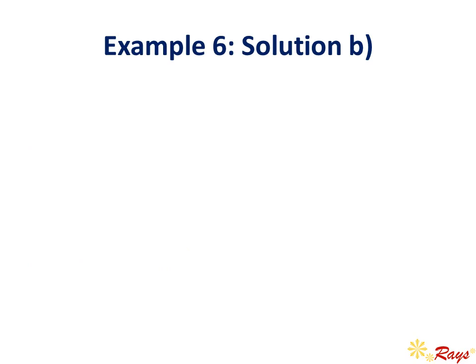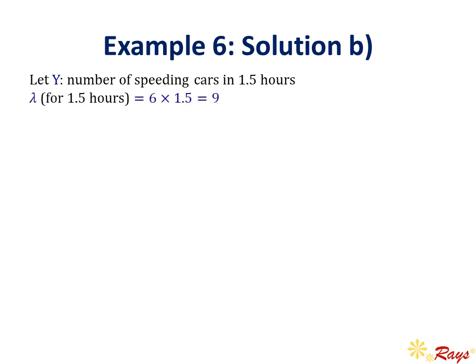Question B is asking for the probability that at least 2 cars will be speeding in the next 1.5 hours. So this time we will let y, since we have already used x in the previous question, let y be the number of speeding cars in 1.5 hours. So again, we need to change to the new lambda, the lambda for 1.5 hours. So lambda is equal to 9. So now we can express that y is a Poisson distribution with lambda 9.